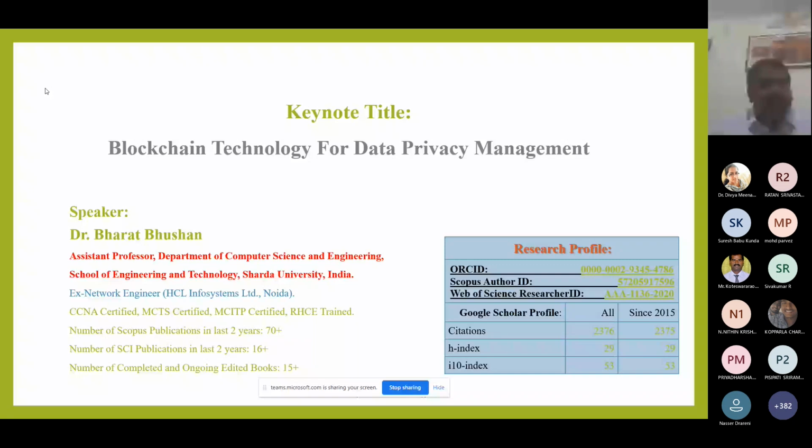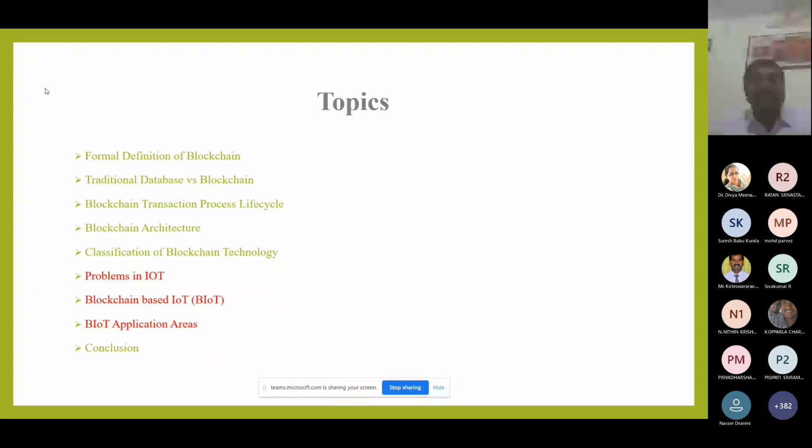So we'll be seeing the formal definitions of blockchain and how this blockchain is different from traditional database. Sometimes we get confused. We say blockchain is a database. So is it a database? And if it is, how is it different from the traditional database? So these things we'll be seeing today. And then moving on, we'll be seeing the transaction process life cycle of blockchain.